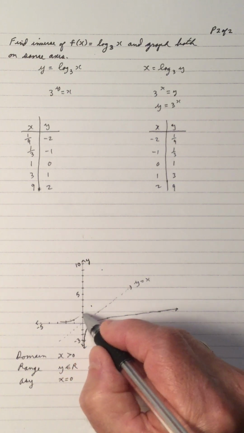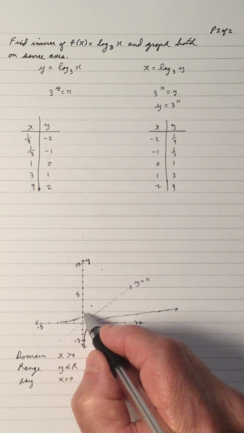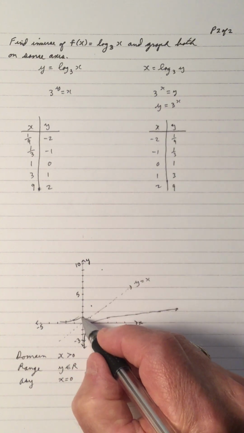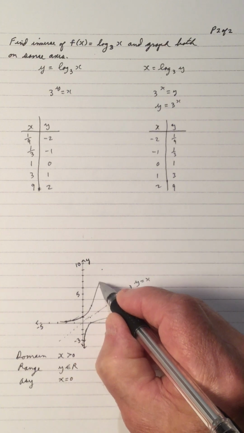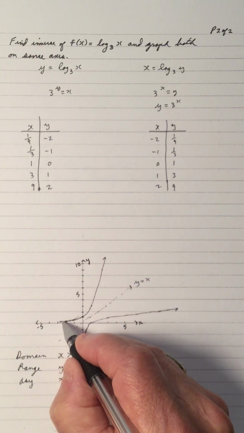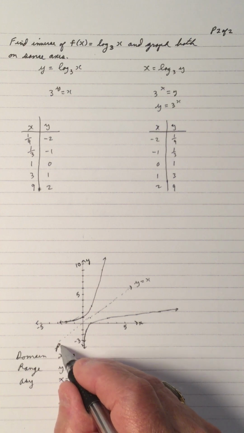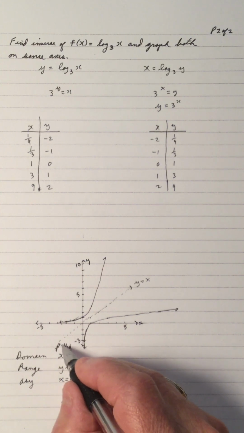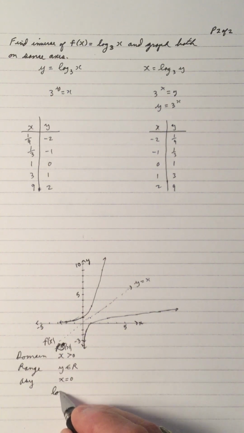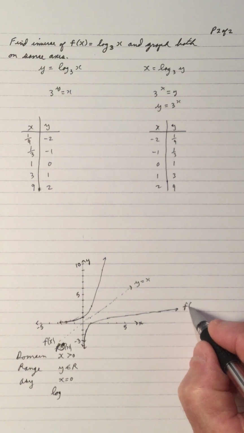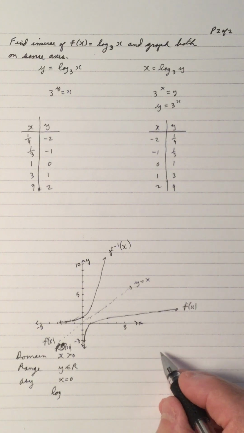Be careful to draw it correctly. When x is 0, y is 1, right here. So go along here, up through. This is f of x, because this is the log. This is f of x here, and this is f to the negative 1, which is its inverse.